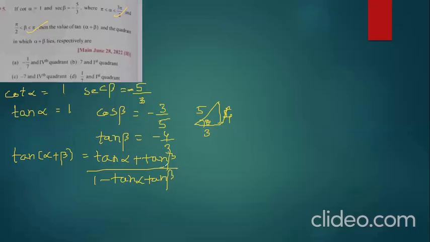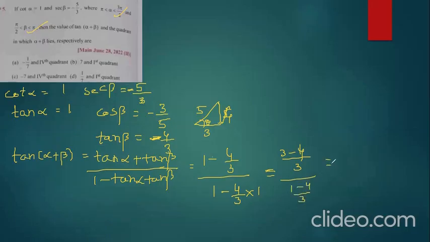Yes, what do you get then? So tan alpha is 1. Okay. 1 minus 4 by 3 divided by 1 minus tan alpha tan beta. Tan alpha is 1 and tan beta is minus 4 by 3. So what do you get finally? 3 is LCM. 3 minus 4 by 3 in the numerator, so minus 1 by 3 into 3 by minus 1. Am I right?